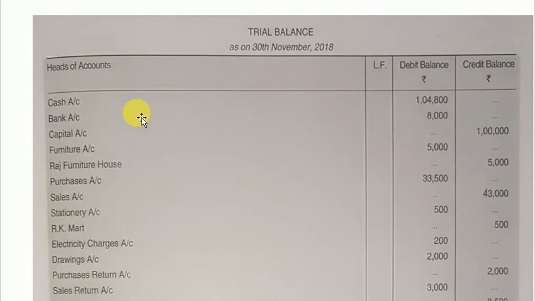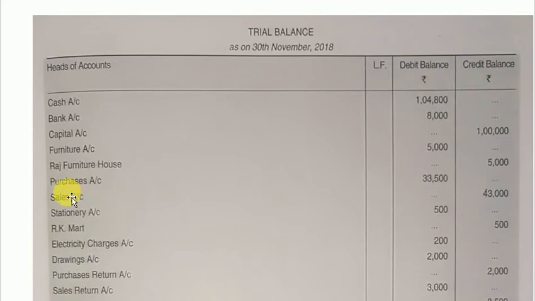The bank account of this question has a debit balance of 8,000. Then the capital account of this question is appearing at 1 lakh, and this is coming from the ledger balance. Capital is always a credit balance, I hope you all know. Then the furniture account is appearing at 5,000 in the debit column. Then Raj Furniture House has a credit balance. That means Raj Furniture House is a creditor of the business.